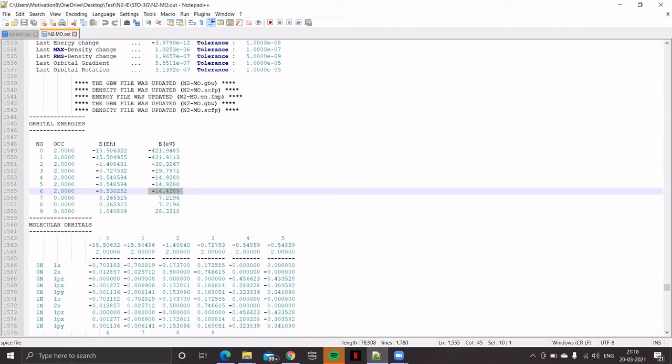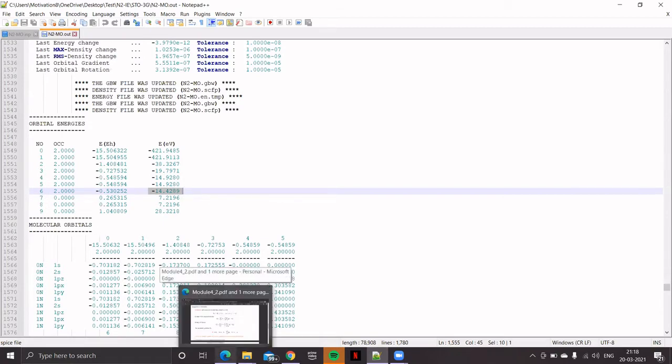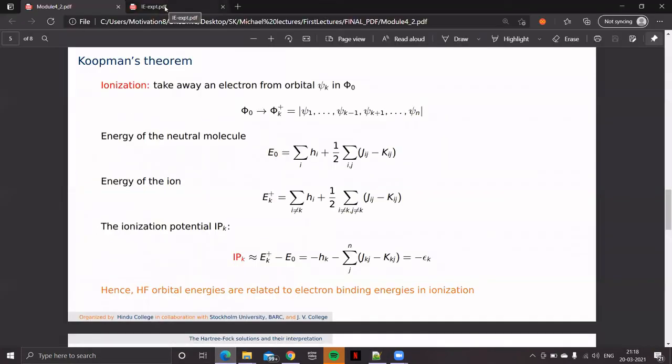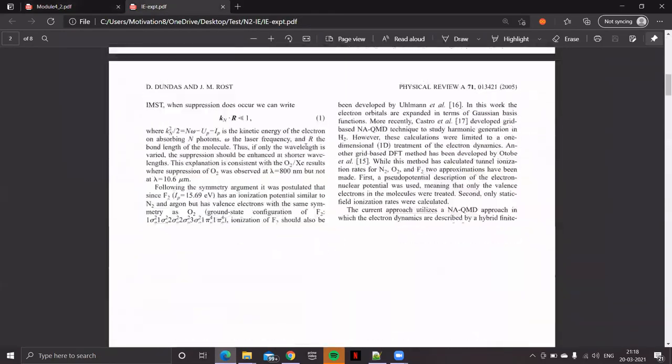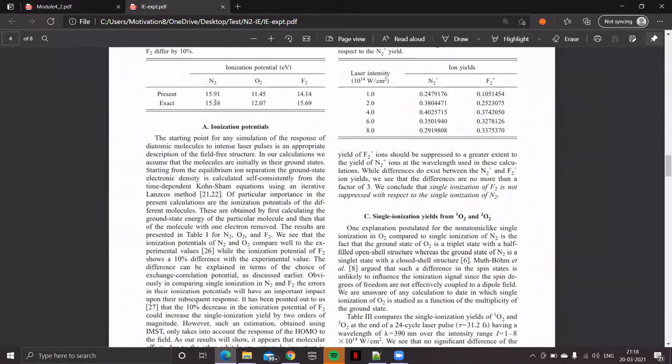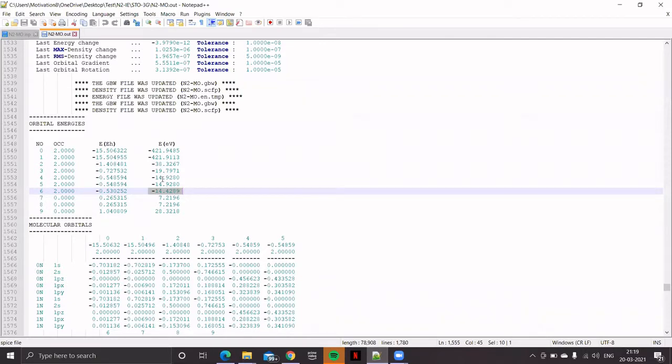Now, if you look at an experimental data, let me see if I have experimental data. Yes, there is a paper which in a table has mentioned the experimental data. That's the experimental value. For nitrogen molecule, the value is 15.58 electron volt. So 15.58 electron volt is the experimental data. And what we got from Koopman's theorem from our calculation using Hartree-Fock method and STO3G basis set is around 14.5.